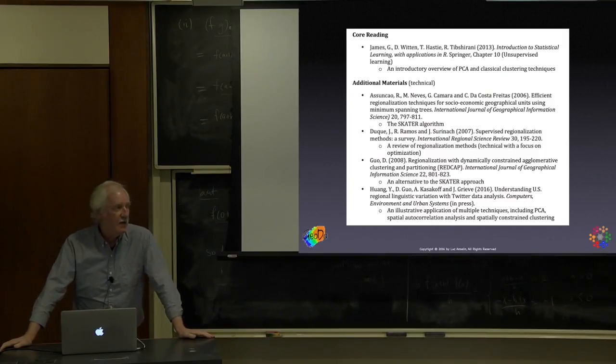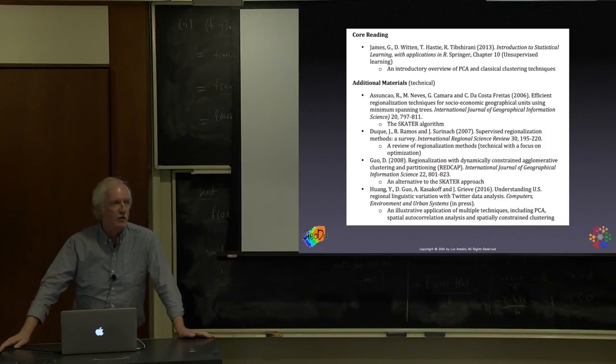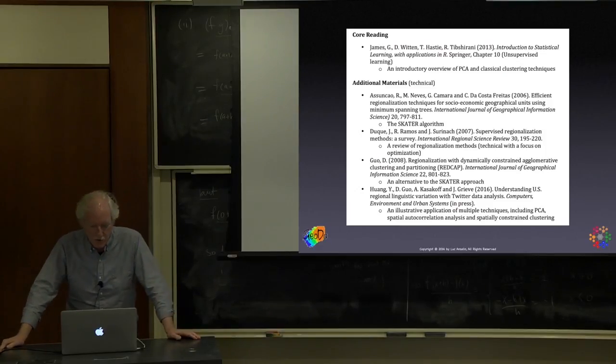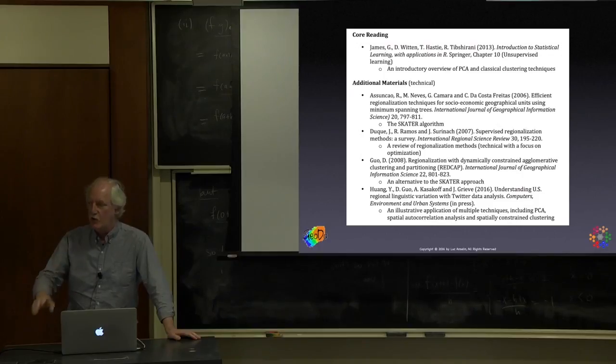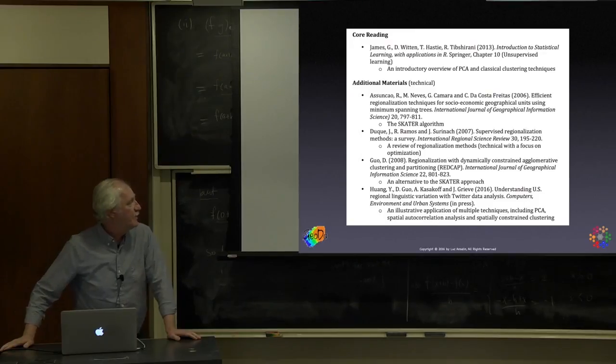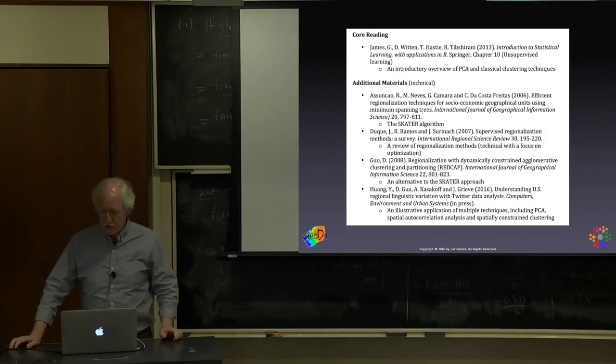It just happens to be the only one I could find in R. There may be others, but I haven't found them yet. Then the Duque et al. paper is a survey, fairly technical from an optimization point of view. Clustering can also be seen as an example of spatial optimization, in operations research, as an example of integer programming. This gets very technical, but the first half of it is more conceptual. Guo is an alternative to the Skater algorithm. As we'll see later on, they all have similar structures, but they have different takes on it.